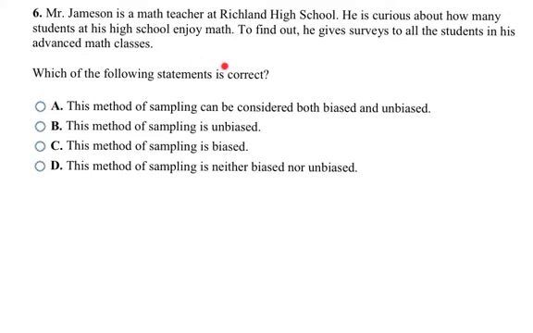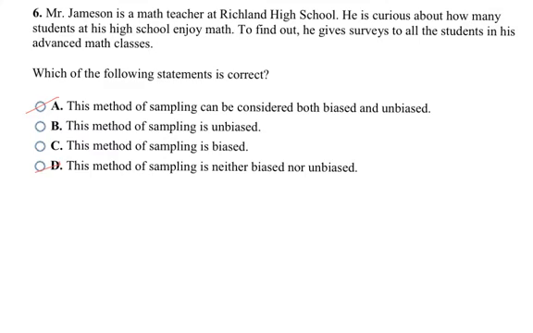Which of the following statements is correct? And so if I look at my answers here, it wants to know if it's biased or unbiased or both or neither. Well, it has to be one or the other. It can't be both. It can't be neither. So it's either going to be A or D.